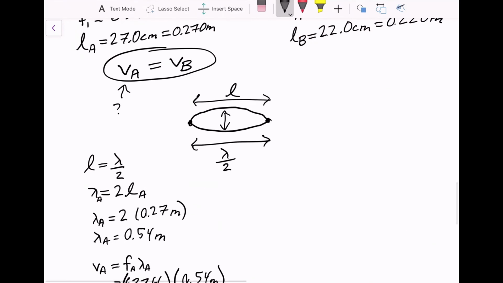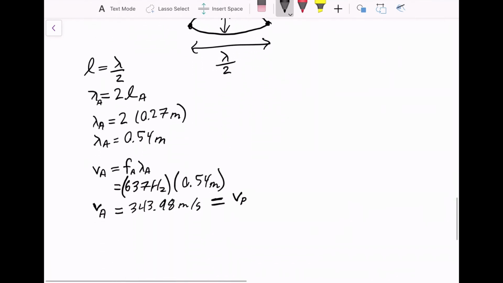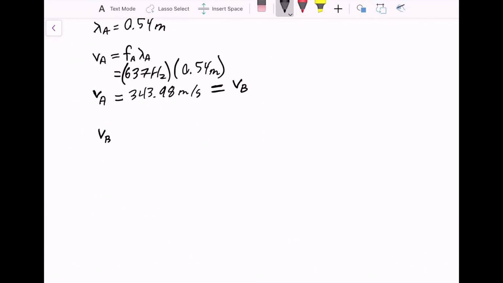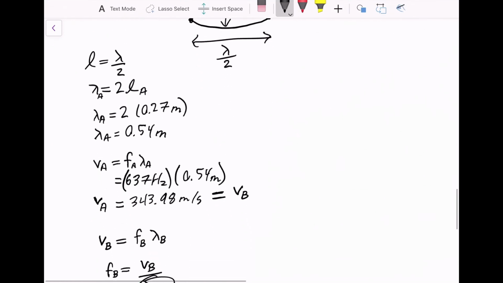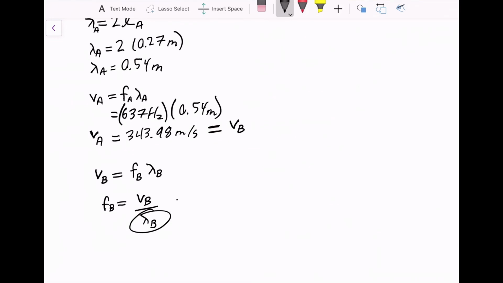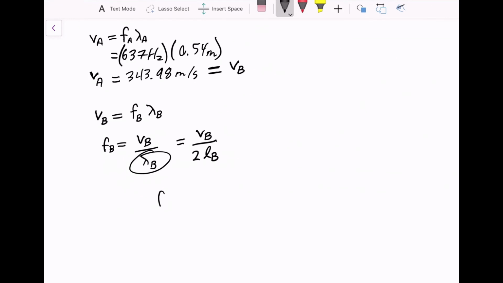As we said above, the speed of the wave in the first part has to be equal to the speed of the wave in the second part, so this is also going to be equal to velocity in B. And so now we kind of need to go back the opposite direction. So velocity b is equal to that fundamental frequency of b multiplied by the wavelength of b. Rearrange this. We are looking for this frequency here. We don't yet know what the wavelength of b is, but we can calculate it because, again, we're talking about the fundamental frequency. So up above, we had said that the wavelength was equal to twice the length. So we'll just replace the wavelength here with twice the length. And we know what that length is.